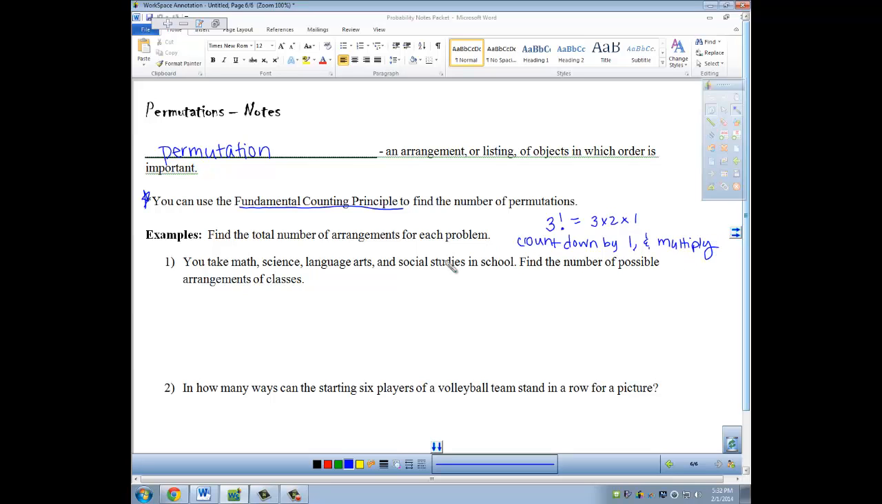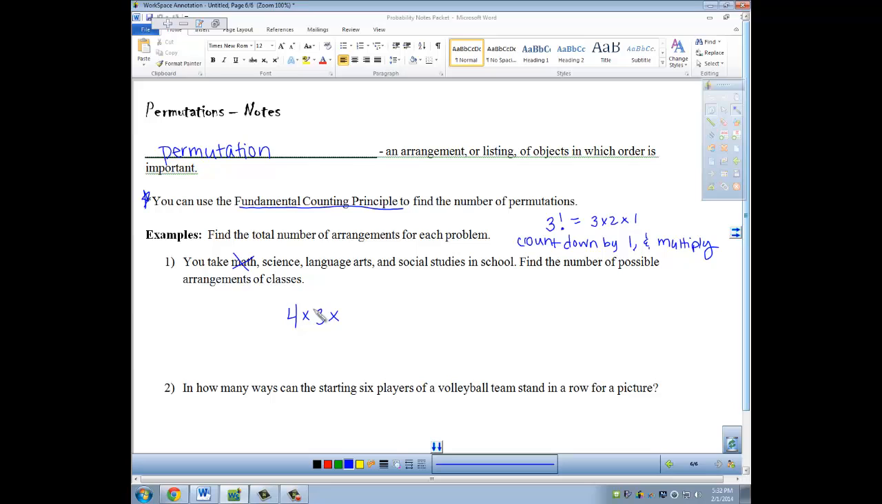Okay. So those are the kinds of problems we're going to be thinking of. Number 1, you take math, science, language arts, and social studies in school. We want to find the number of possible arrangements of classes. Well, the first time you arrange it, you have 4 options. You can choose math as your first class, science as your first class, language as your first class, social studies as your first class. So 4 is first. So say you choose math first because it's awesome. And then after that, you only have 3 options to choose from. So our next number is 3.